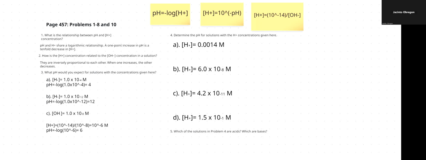Number 4, determine the pH for solutions with the H plus concentrations given here. This time, it's the same process. pH is equal to the negative log of 0.0014. When you put that into your calculator, that should give you 2.85.